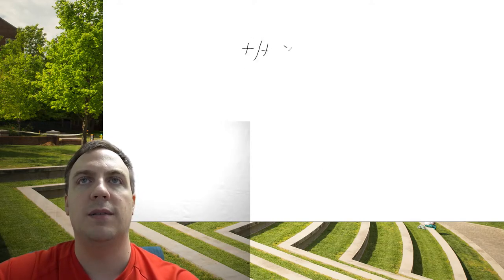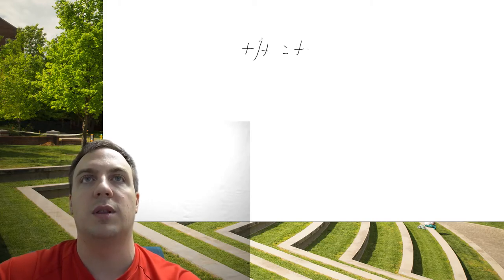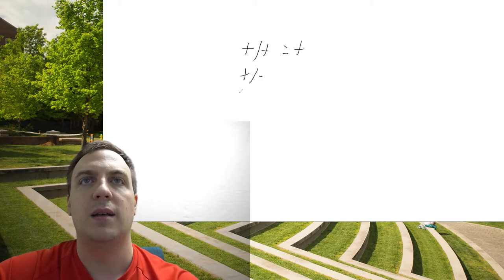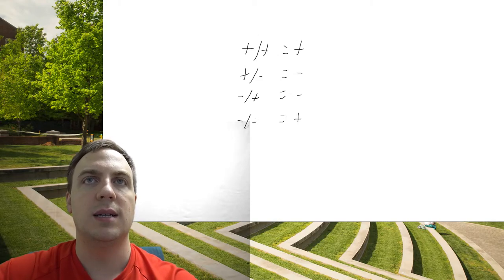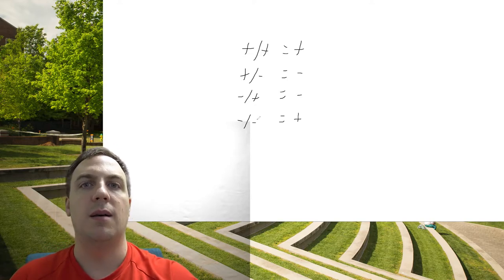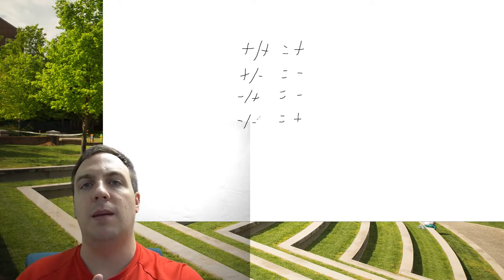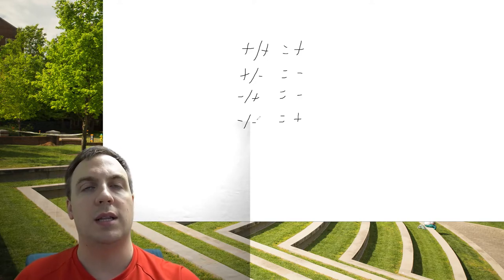If we add 2 positive numbers together, we get a positive, regardless of what their values are. If we add a minus and a positive, or a positive and a minus, we get a negative number. Or if we multiply 2 negative numbers together, we get a positive. So we can use this to actually multiply positive numbers. Well, how do we change a negative number into a positive number? Well, we take the 2's complement.